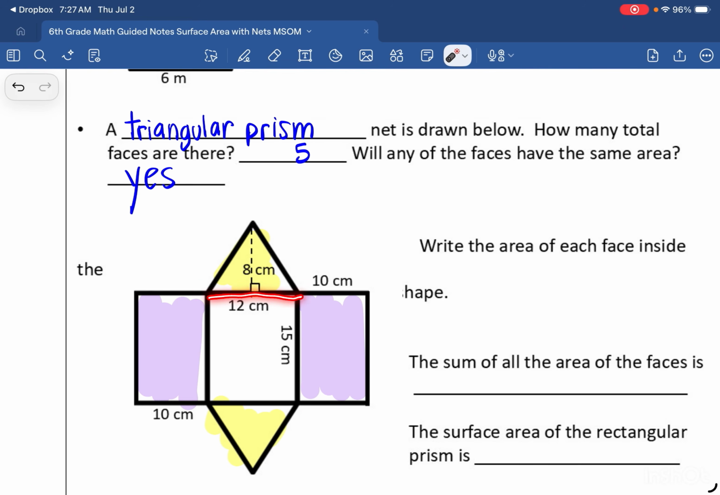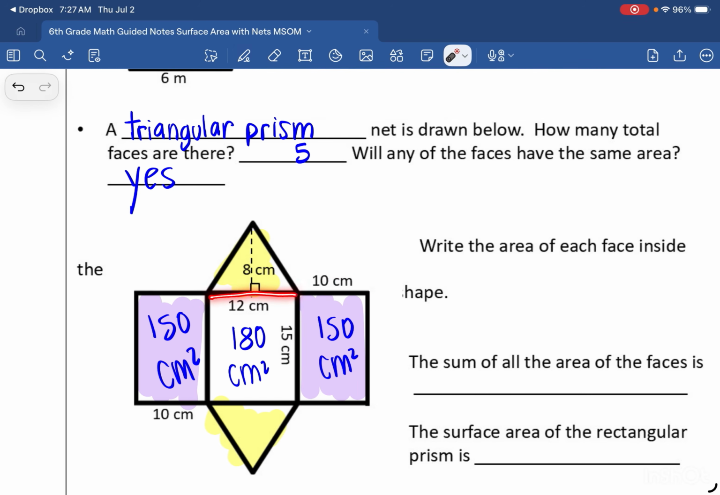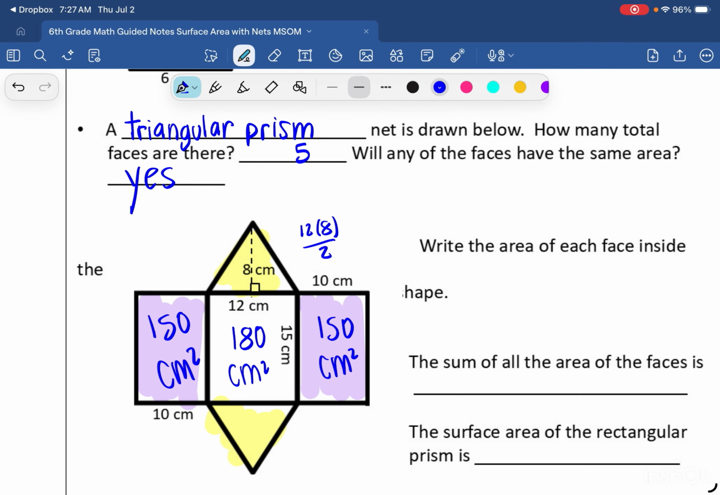So that's going to be 12 times 15, which was 180 centimeters squared. These rectangles on the side will be 10 times 15, which is 150 centimeters squared. Then these triangles will be 12 times 8 divided by 2, and that will give me 48 centimeters squared.